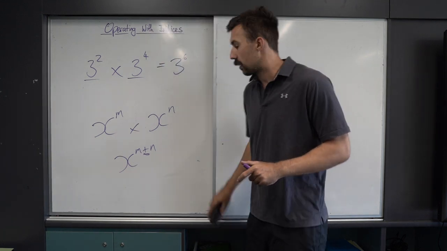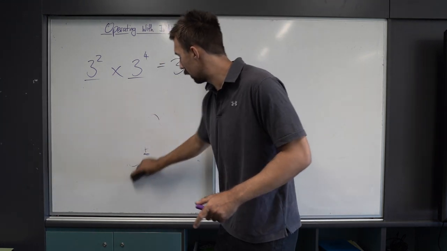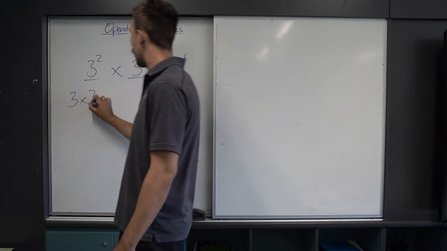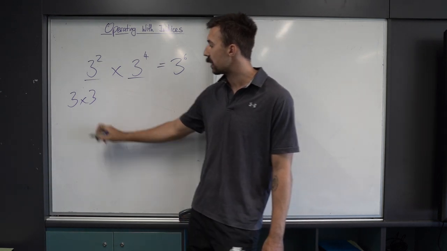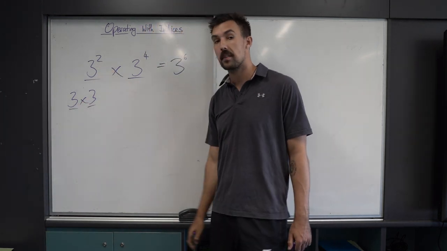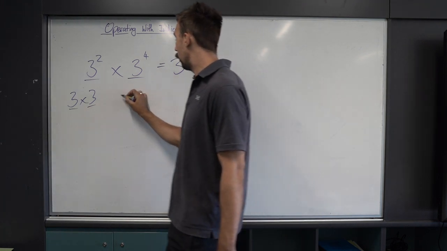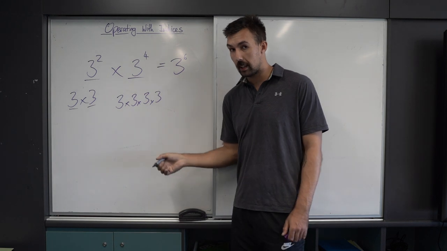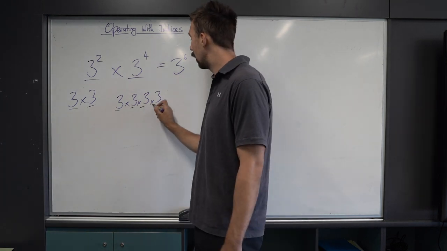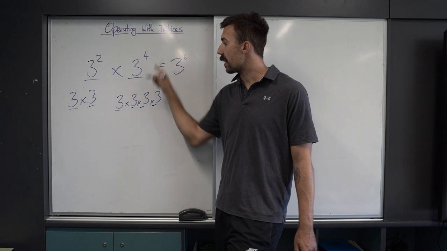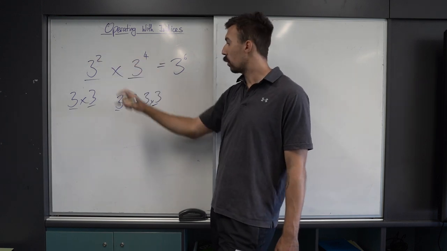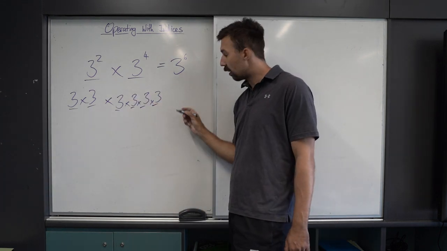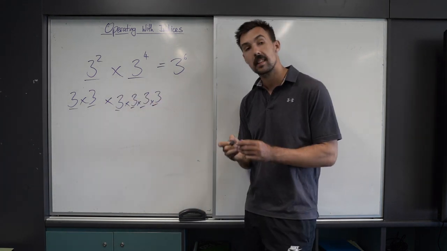Let's prove that theory. So we have 3 to the power of 2. We know that as 3 times 3. How many 3s can you see? 2. That's why it's a 2. 3 to the power of 4, just like our last problem. How many 3s can you see? 4. And what are they all doing together? Multiplying. How many 3s are there all together? 6. That's why it's a 6.